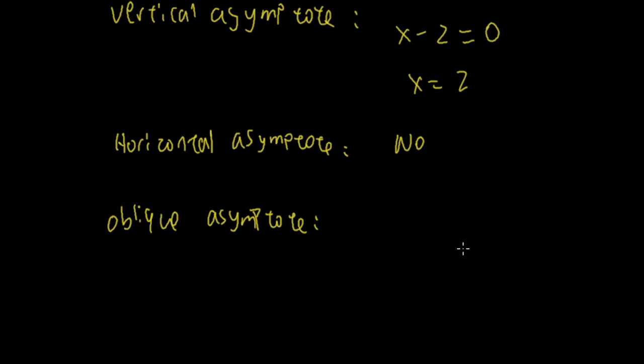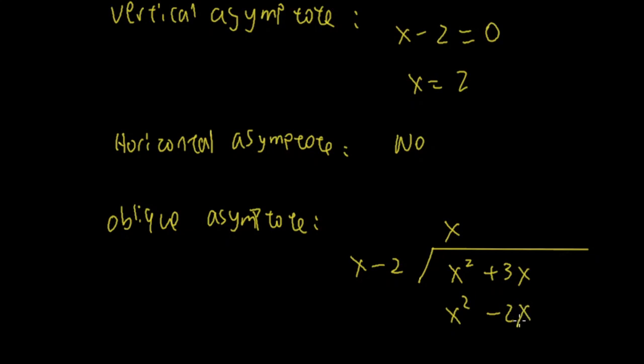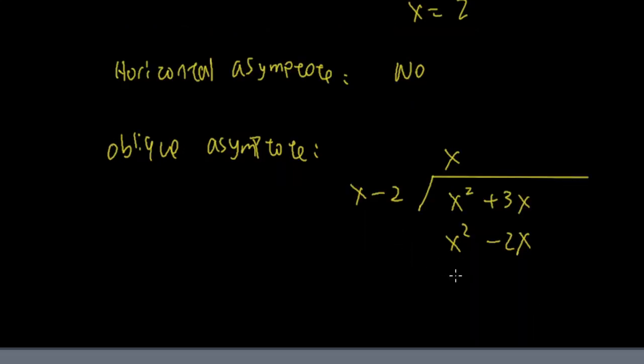Okay, so here. That was x squared plus 3x divided by x minus 2. Okay, now x times x will give you x squared here. Now negative 2 times x is negative 2x. Okay, x squared minus x squared is 0. 3x minus negative 2x is 5x.